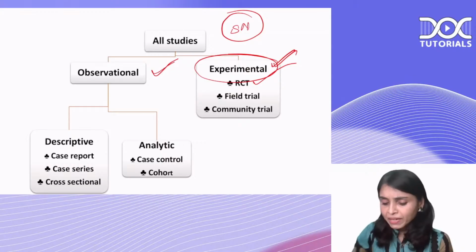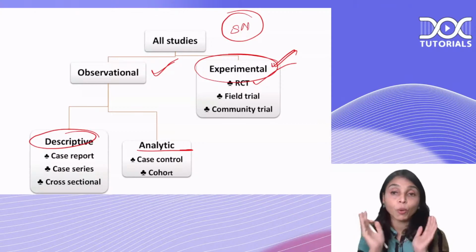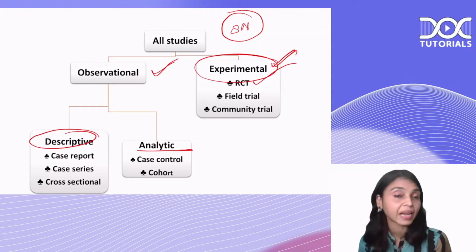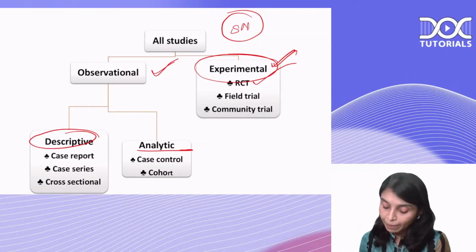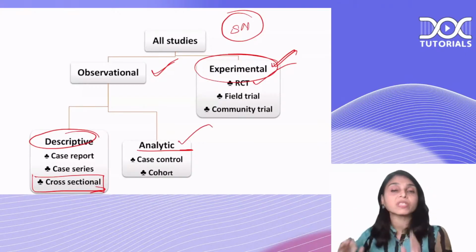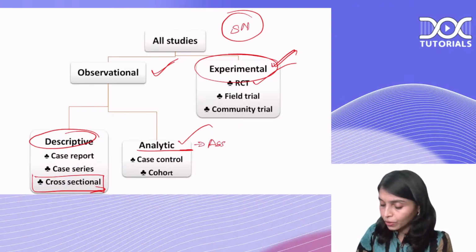Then observational is again divided into descriptive and analytical. Descriptive means, as the name indicates, you're simply describing it as such. Like, how many were having disease and what percentage were males, what percentage were females. That is descriptive, under which the one important for your exam is cross-sectional study. Analytical means you're going one step further, where you're trying to find out the association between an exposure and outcome.